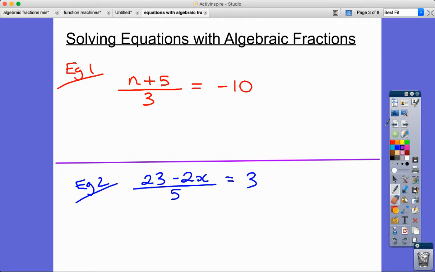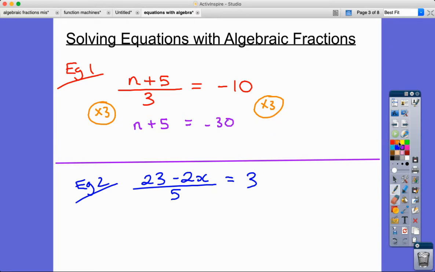Now, the first thing I want to focus on doing is to dismantle this left-hand fraction, okay? So we've got divide by 3 here, and I'm going to think about what the inverse operation of divide by 3 is. It's multiply by 3. So I'm going to do that to both sides, to be fair, okay? So when I divide by 3 and multiply by 3, what I'm left with is just n plus 5, because they cancel each other out. And basically, minus 10, if I times by 3, is negative 30, okay?